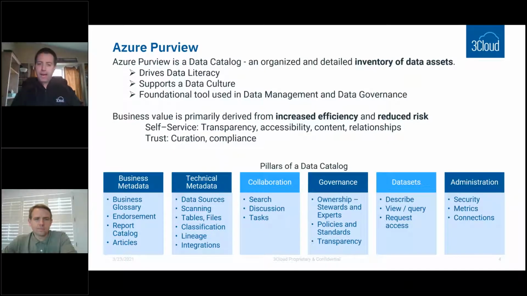At the bottom, I've highlighted some of the pillars of a data catalog. The 4 that are in dark blue are supported within Azure Purview. Collaboration and datasets really aren't so much in Purview, but I imagine that's on the roadmap. So we'll talk first about the metadata side. That's really the core of a data catalog.